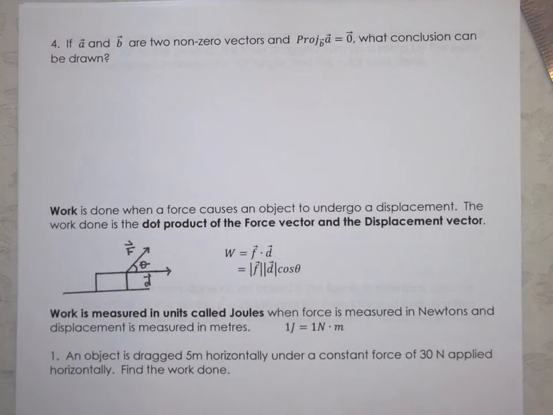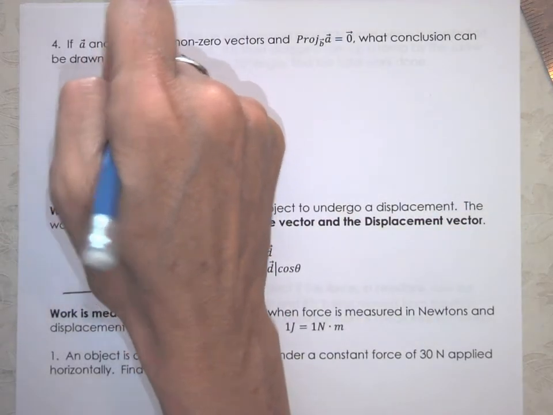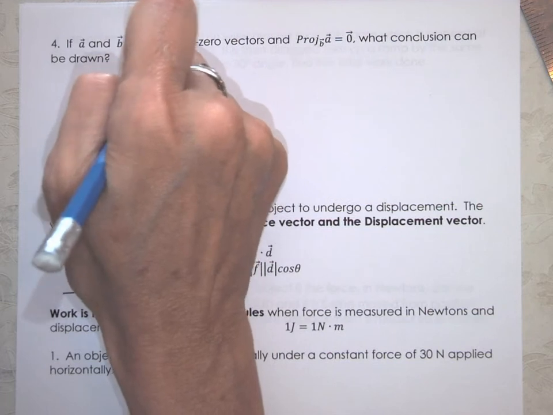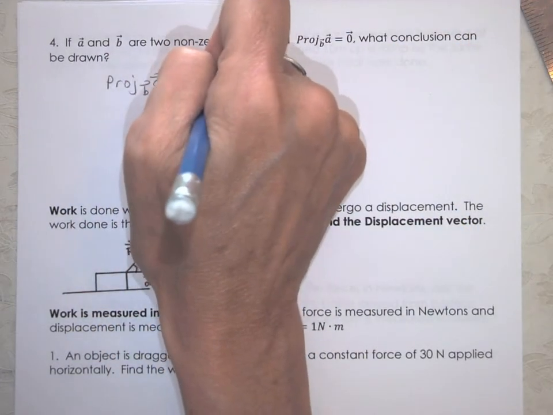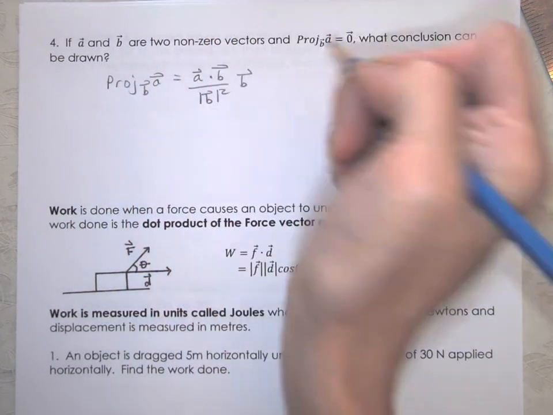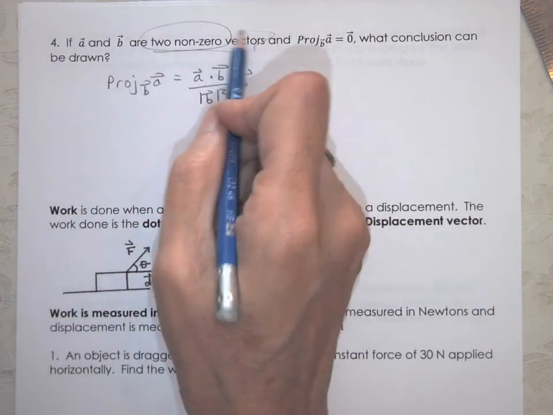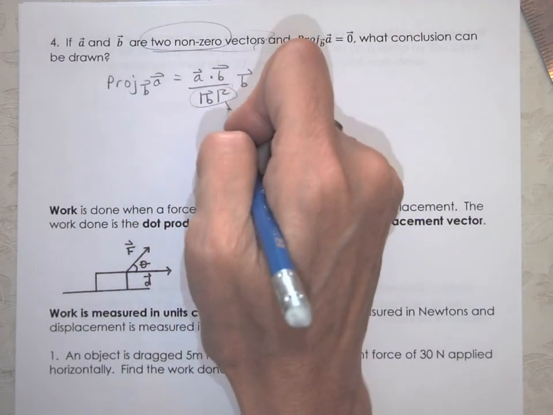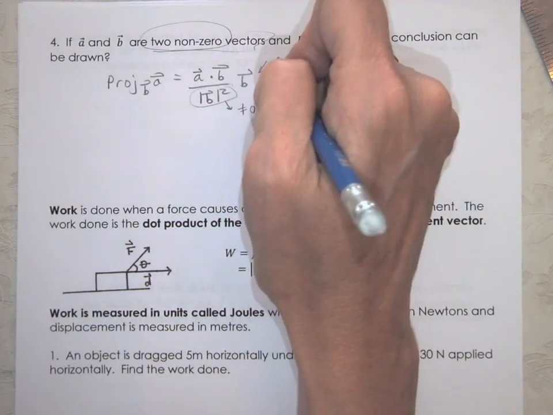If A and B are two non-zero vectors and the projection of A on B is the zero vector, what conclusion can be drawn? So if we look at the formula, projection of A on B, we know it's the vector projection, A dot B over the magnitude of B squared times vector B. So if we look at this, it's two non-zero vectors, so we know that the magnitude of B squared is not 0. And we know that this is not the zero vector.